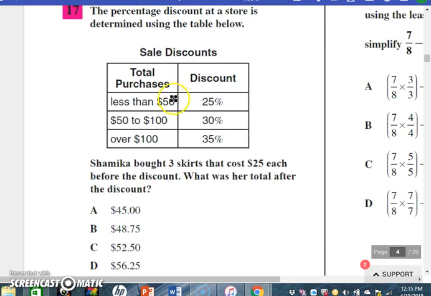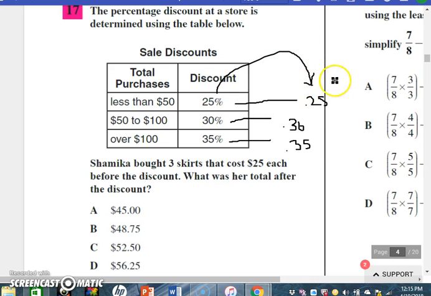Number 17, the percentage discount at a store is determined using a table below. Once again, when you see these percentages, know how to convert these into decimals. Frankly, all you have to really do is think about pennies. Think about currency. If you have 35% of a dollar, that's 35 cents. What's 30% of a dollar? 30 cents. And then 0.25, you guys know, is a quarter. So that's a good way of thinking about percentages to decimals. Once you have the decimals, then all you have to do is multiply the number times the decimal.